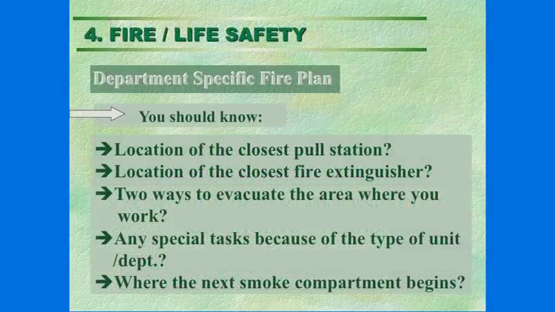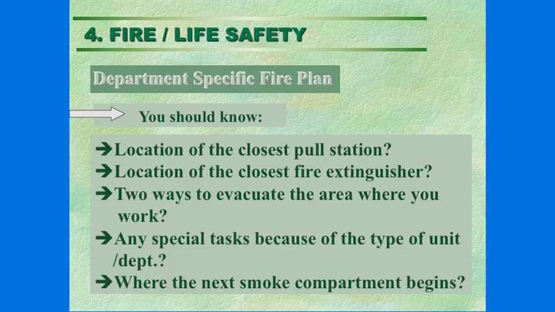All right. Fire safety, the fourth area. You need to know some specifics around fire safety. Know the closest location of your pull stations. In each of your areas, you'll find a fire evacuation plan. Know where that's at. It's going to tell you there are always two ways to evacuate an area.